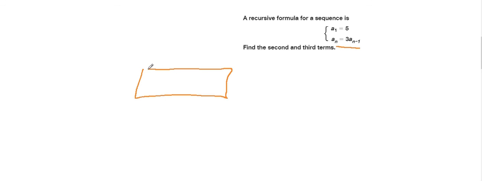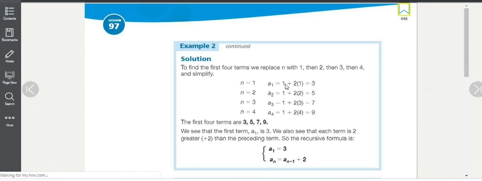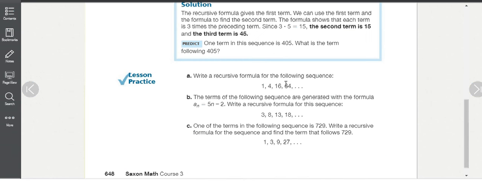Just to keep things organized, I'm going to set up our chart again. We're going to need 1, 2, and 3. We know a of 1. A of 1 is 5, according to this. With that, what if it's a of 2? That'll be 3 times a of 1. We know a of 1 is 5. So I put that in here. A of 2 is 15. Follow that, a of 3 is going to be 45, right? Because that's a of 2. So that's recursive formulas. It's all about showing the pattern in relation to how it relates to previous terms, where the subscript is position n minus 1. Let's do A, B, and C. Don't have to do D.